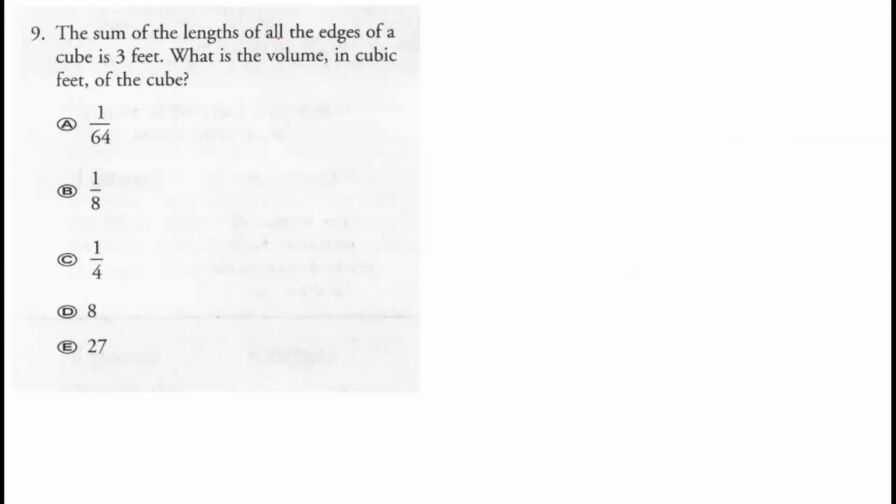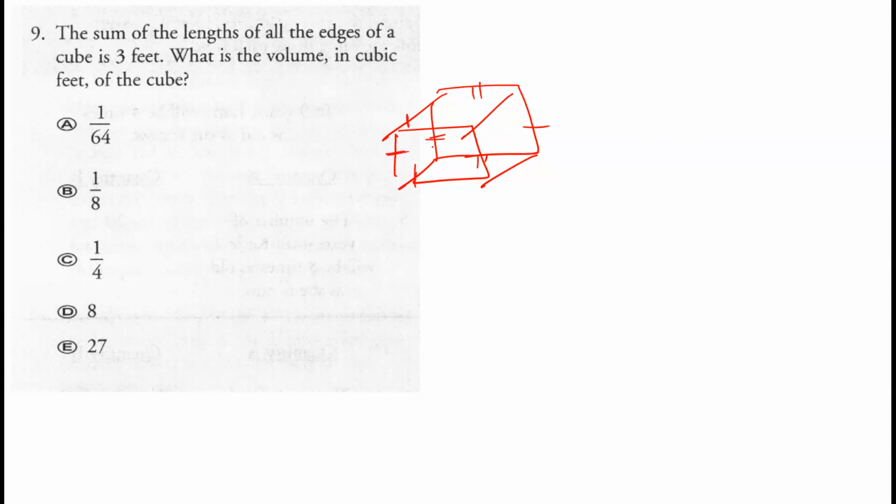The sum of the lengths of all the edges of a cube is 3 feet. What is the volume in cubic feet of the cube? So let's make a cube. So how many sides are there in a cube? So 1, 2, 3, 4, 5, 6, 7, 8, 9, 12. Okay, so let's make it again.